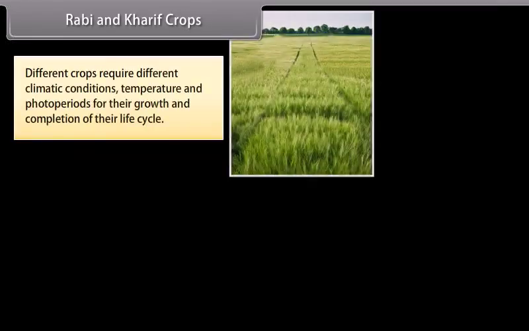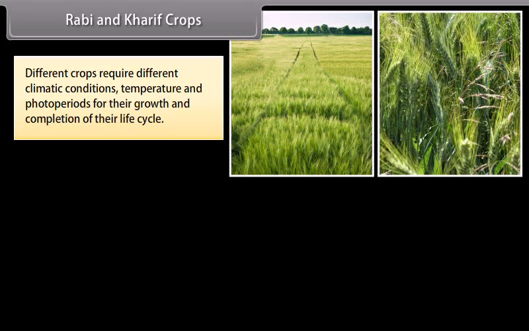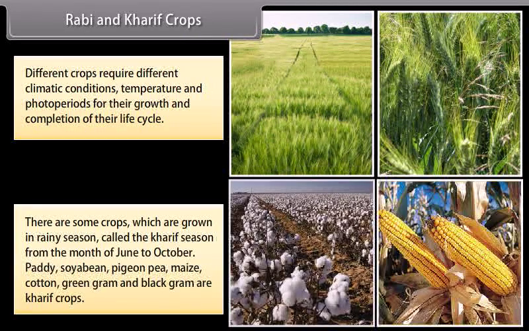Rabi and Kharif crops. Do you know that different crops require different climatic conditions, temperature and photoperiods for their growth and completion of their life cycle? We have already studied that growth of plants and flowering are dependent on sunlight. There are some crops which are grown in rainy season, called the Kharif season from the month of June to October. Paddy, soybean, pigeon pea, maize, cotton, green gram, and black gram are Kharif crops.